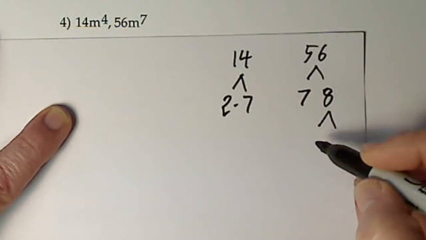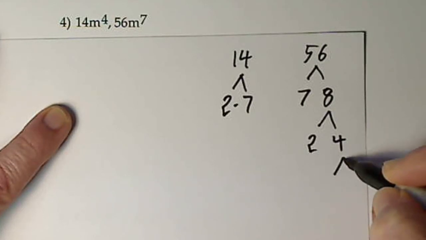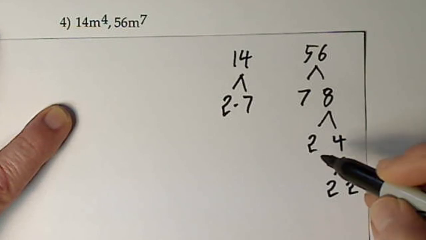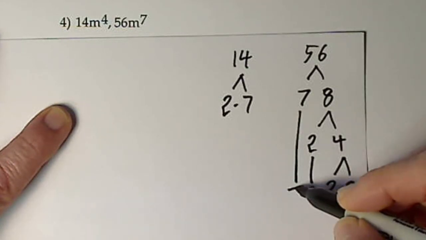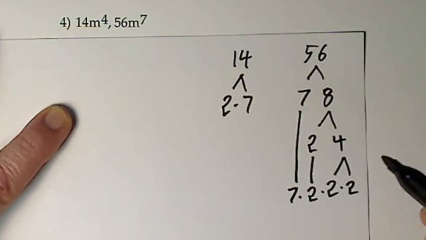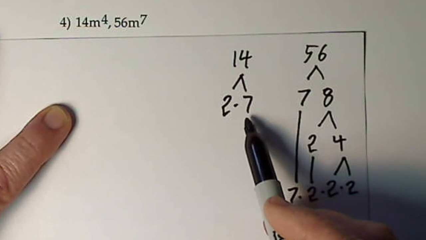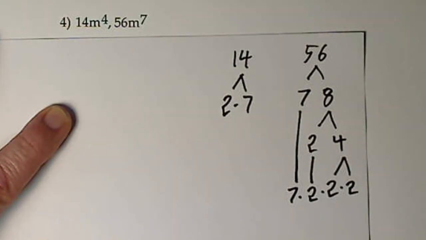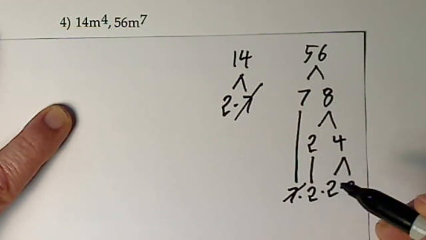For the 8 I have to keep going. That's 2 times 4, and 4 I have to keep going. 2 times 2. Alright, and I like to have these all line up. Bring down my 7. Okay, so here's the prime factorization of 56. Here's the prime factorization of 14. So common factors. I have a 7 here and a 7 here.